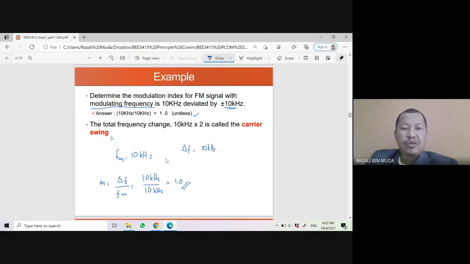The total frequency change, or we call it the carrier swing, 2 delta F, equal to 2 times 10 kHz equal to 20 kHz. Easy, right? Okay.